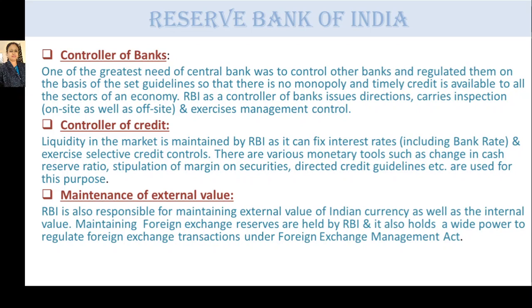RBI works as a controller of the bank, so it issues directions and carries out inspections. It can go through the inspection with other banks, and it exercises management control. So the Reserve Bank has the power to inspect other banking institutes. Next function of RBI is the controller of credit.